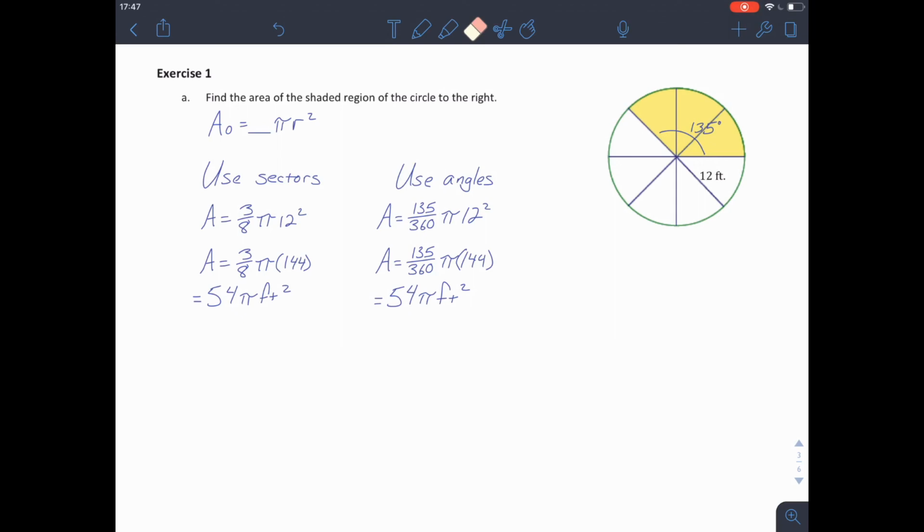So again, you're not generally going to have both of these options in a problem. You might have sectors available to you, or you might have angles available to you. Generally not both. So just make sure when you see those degrees not to panic. There are always 360 degrees in the circle, so your number of degrees is your part, and the number of degrees in the circle, 360, is your whole.